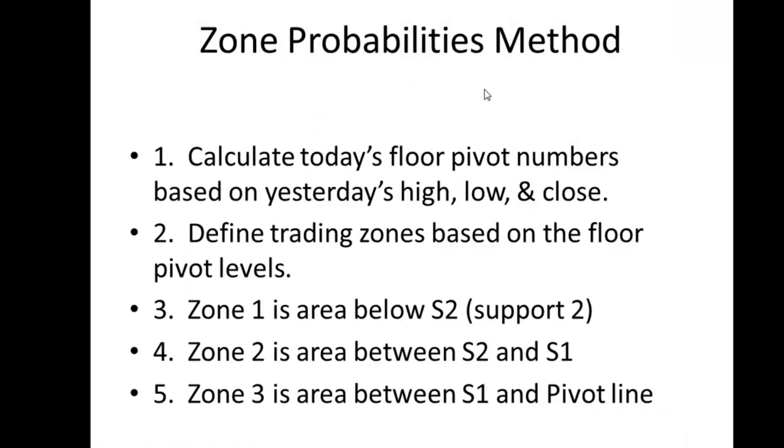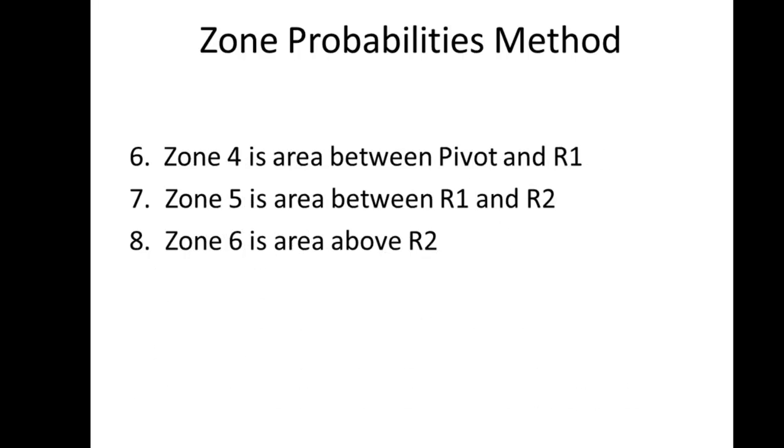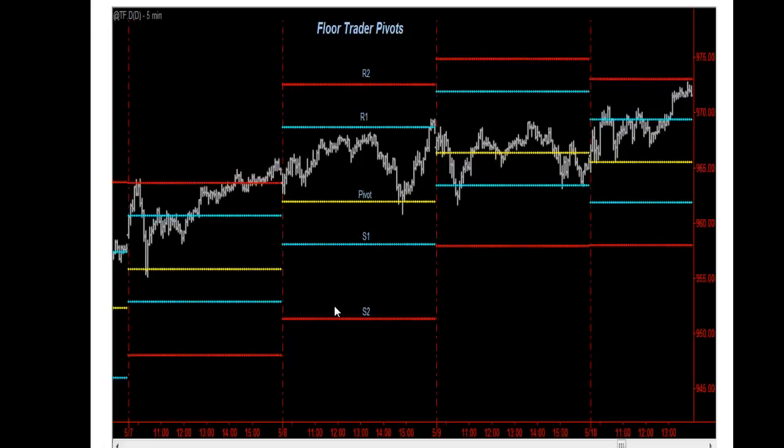So the zone probabilities method that we use to come up with these percentages as to where the price is likely to go today: first, you calculate today's floor pivot numbers based on yesterday's high, low, and close. Second, we define the trading zones based on the floor pivot levels, and then we define these different zones. And you can see zone 4 is the area between the pivot and R1, zone 5 is the area between R1 and R2, and zone 6 is above R2. And so here you can see again this same picture and see how we calculate these different zones.